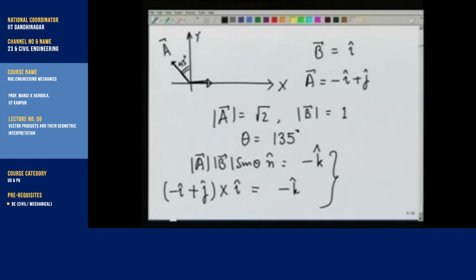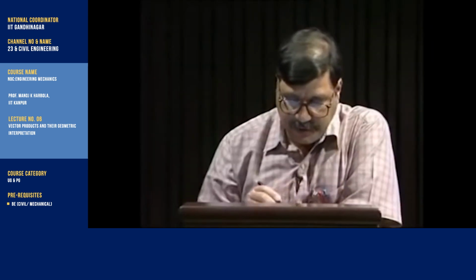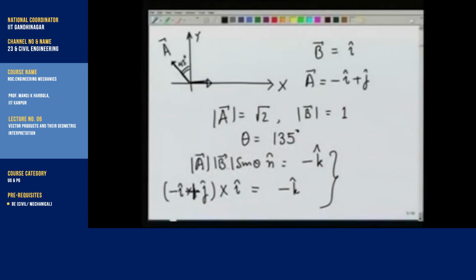Now, I want to demonstrate to you that a cross b gives you a vector that is perpendicular to both a and b.